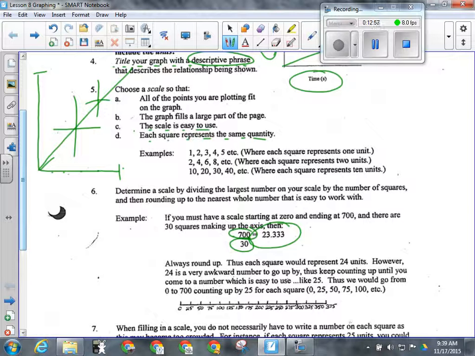Why couldn't I pick 20? 20 is also close to 23 and easy to count by. Yeah, I won't make it. Okay, if I pick a number smaller than that number, I'll run out of lines before I run out of numbers. Okay, so you always have to round up when you're picking a scale. So it's 23.33. I got to pick 24 or 25, okay, something that's convenient and bigger. Otherwise, I won't fit it all on there.